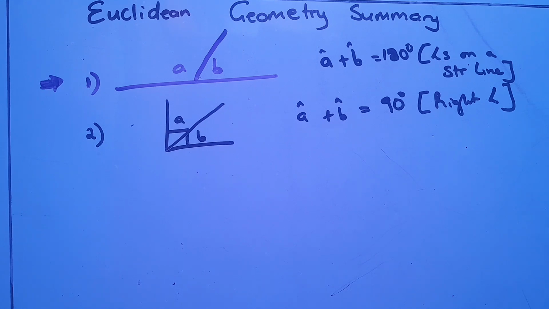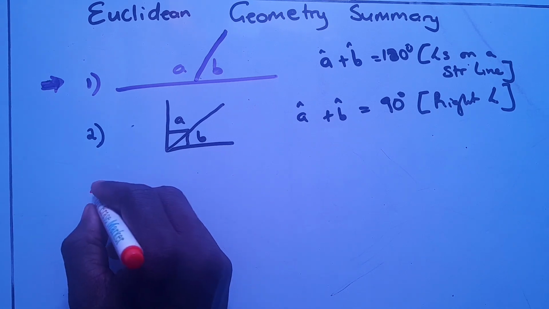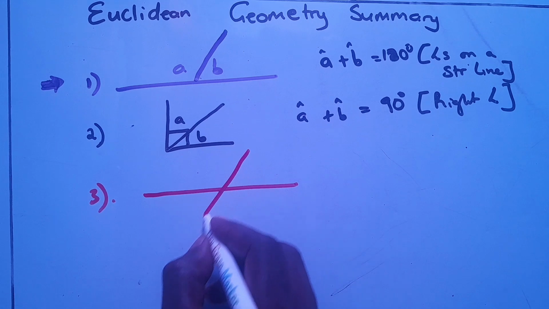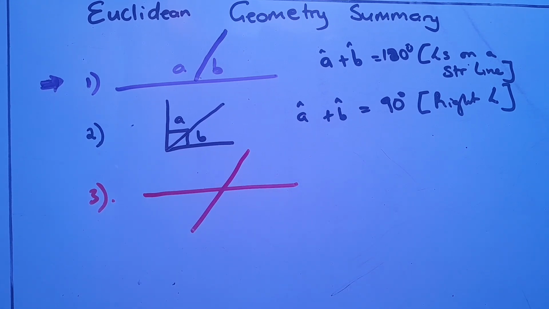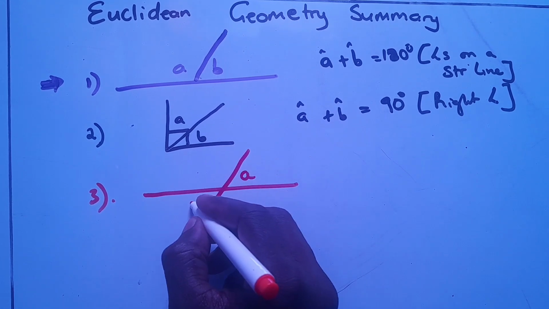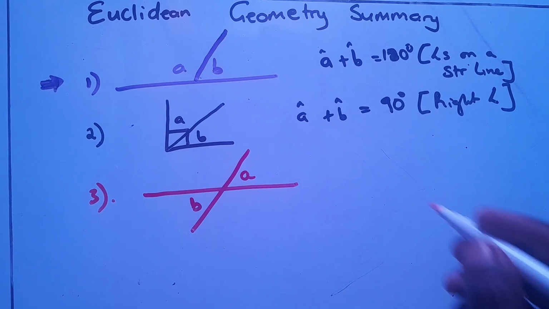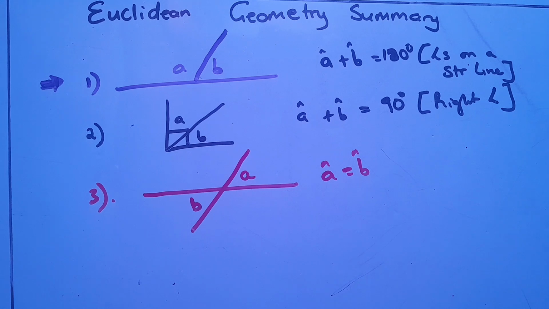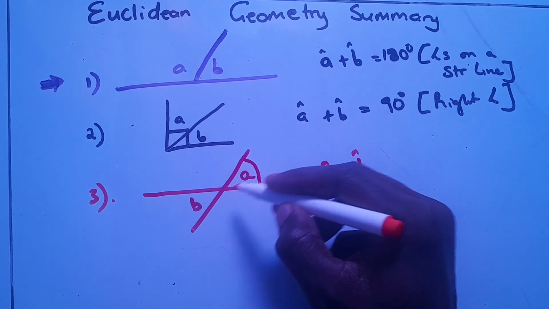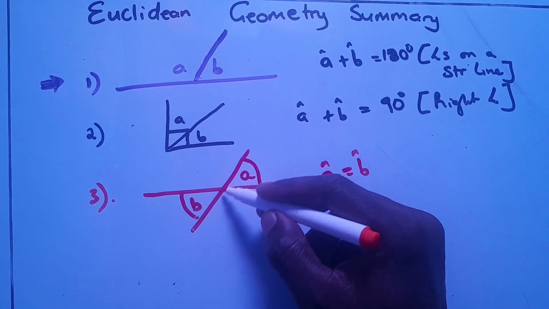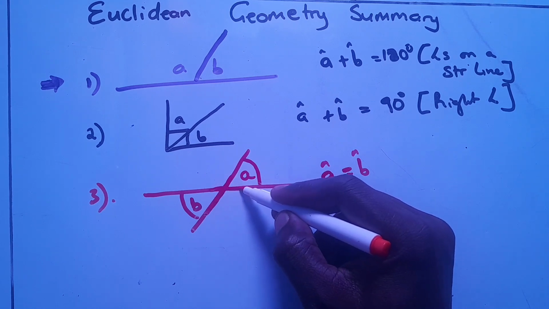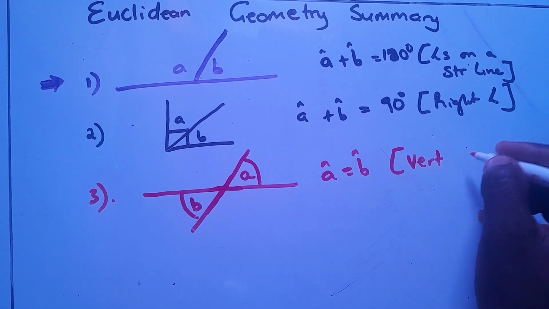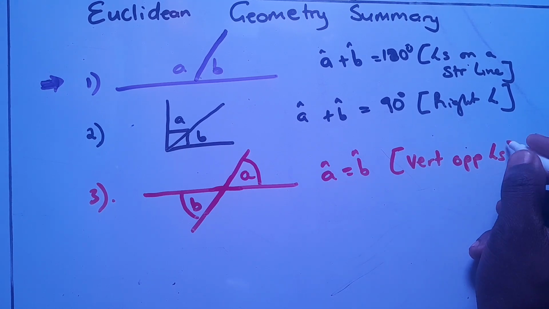So now we can move on to a bit complicated but yet easy, right? We also know that if we're having two lines like this intersecting each other, this angle here is also the same as that angle. So it means that our A is equal to our B. And the reason being, these are called vertically opposite angles. You can see how they are, right?